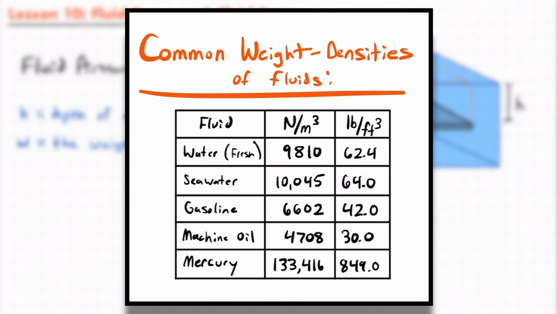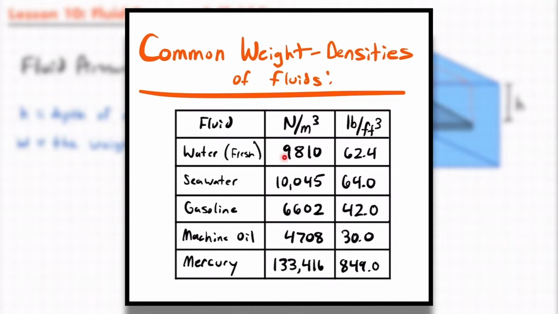But I wouldn't worry about memorizing any of these weight densities besides water, because generally if you're not working with water, the weight density of the fluid you're working with is going to be given to you in a problem asking you to find the fluid pressure or the fluid force. And so the only weight densities that I would recommend that you know are the weight densities for water in newtons per cubic meter and pounds per cubic foot.